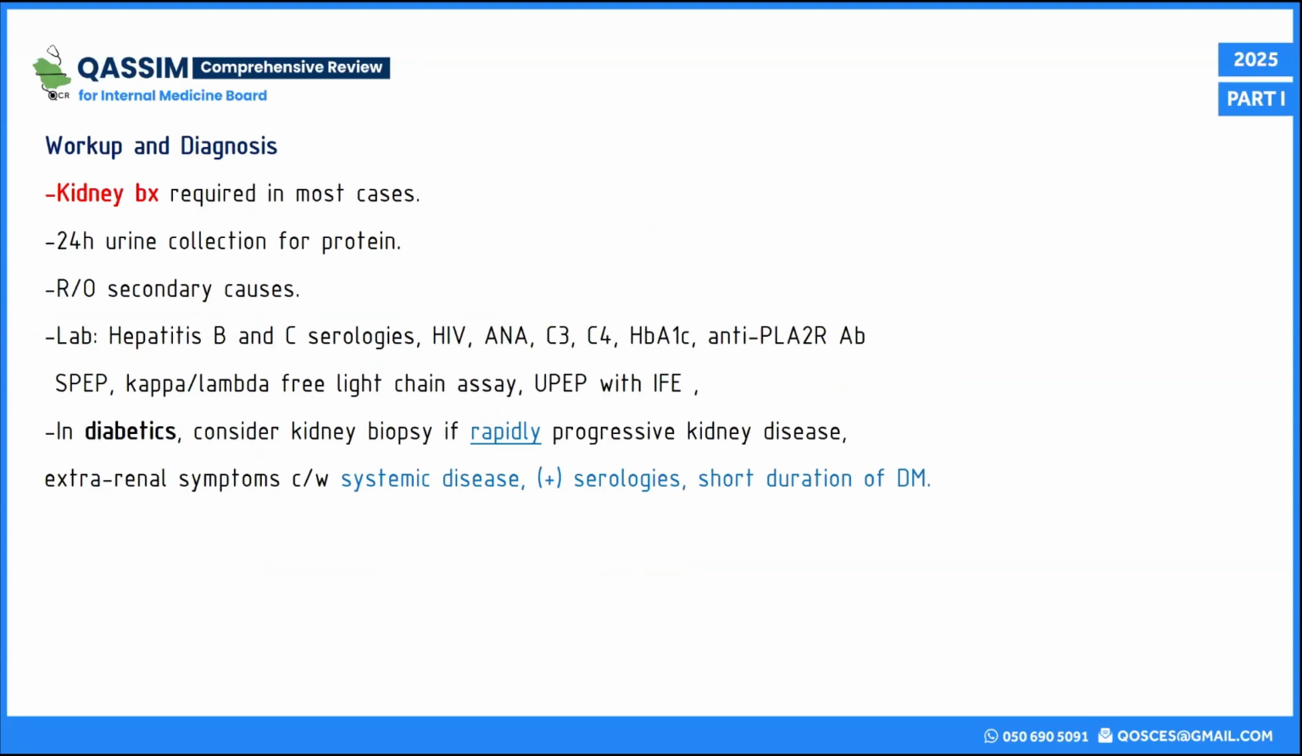Okay, what about a diabetic patient presenting with proteinuria? We don't always consider a biopsy in a diabetic patient because this is a secondary cause of nephrotic syndrome. We have to treat the underlying cause first. We consider a biopsy if there is rapidly progressive kidney disease, or something suggestive of systemic disease, or positive labs suggestive of another diagnosis rather than diabetic nephropathy.